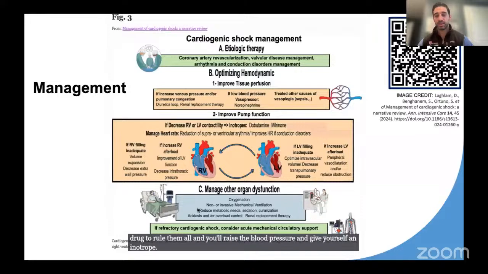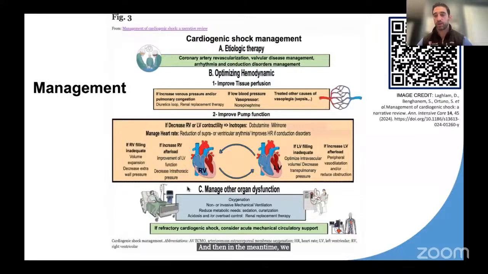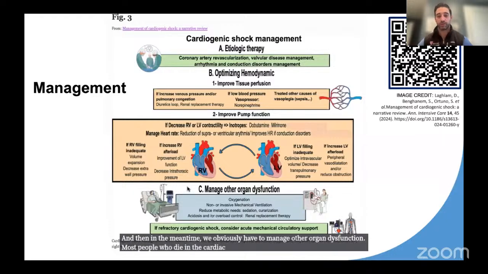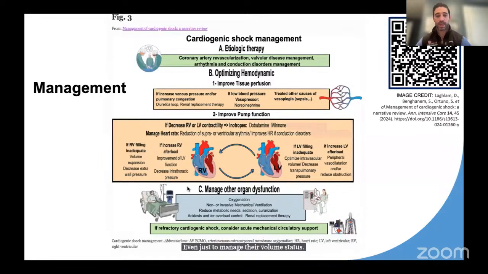And then in the meantime, we obviously have to manage other organ dysfunction. Most people who die in the cardiac ICUs die of neurological and pulmonary disease. And so, like Dr. Pearl was discussing earlier, managing the pulmonary edema, the respiratory failure, managing the renal failure. If you can't diurese, then they might need renal replacement therapy, even just to manage their volume status. And then the bottom line, I think, is very important.